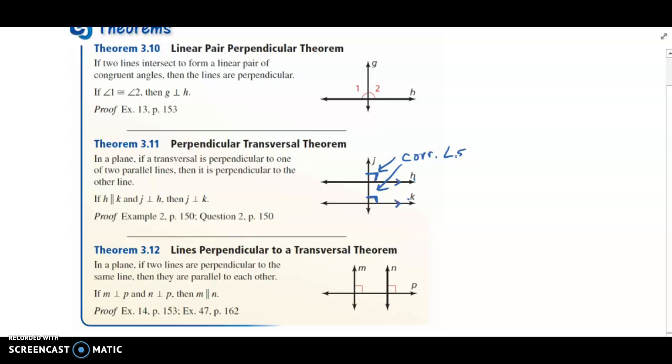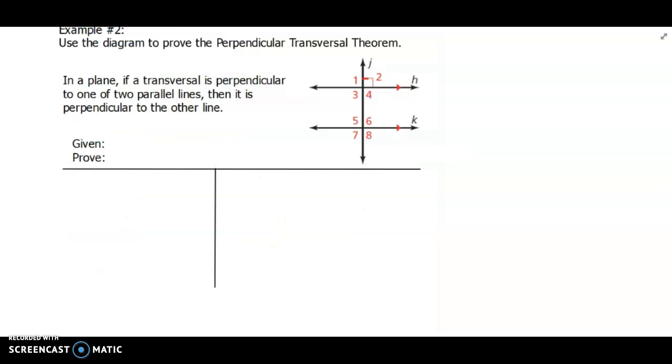Okay, lines perpendicular to a transversal theorem. In a plane, if two lines are perpendicular to the same line, so in this one, we know that we have two perpendicular lines here, then that means that M and N have to be parallel to each other. That once again should make sense as well because these are corresponding angles.